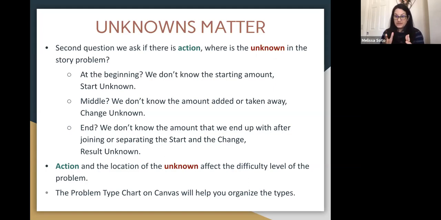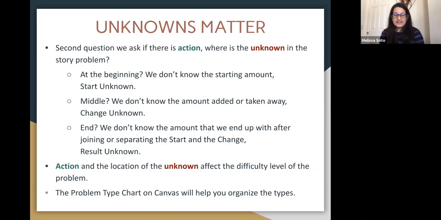Is the middle unknown? We solved some of these problems last week with those that Miss Keith did. That middle number, we call it the change. The change is unknown. Or is it at the end? After we've started with something and done some sort of change to it, is the result unknown?